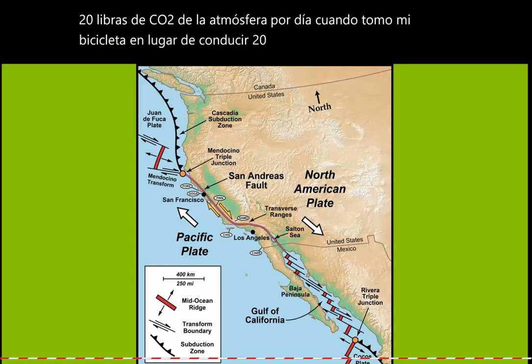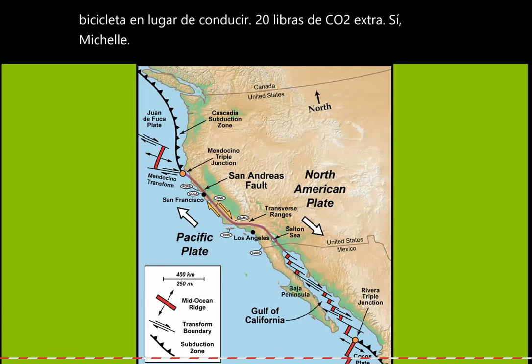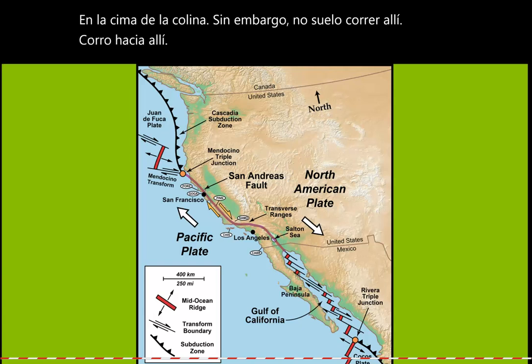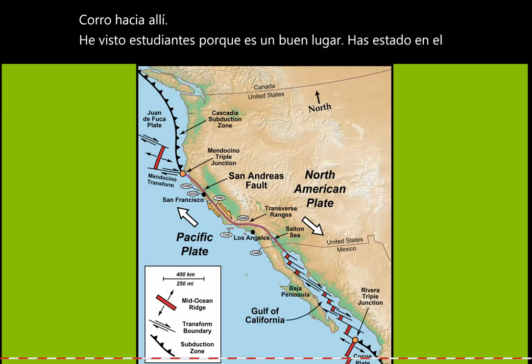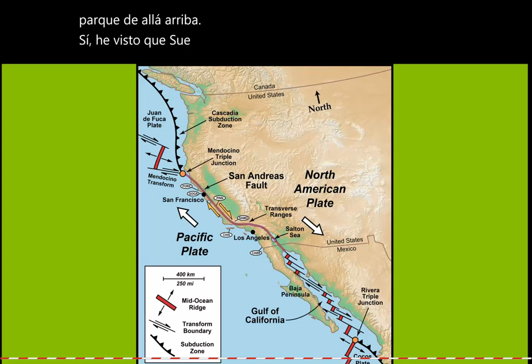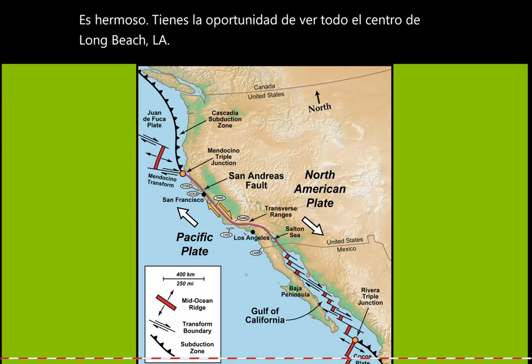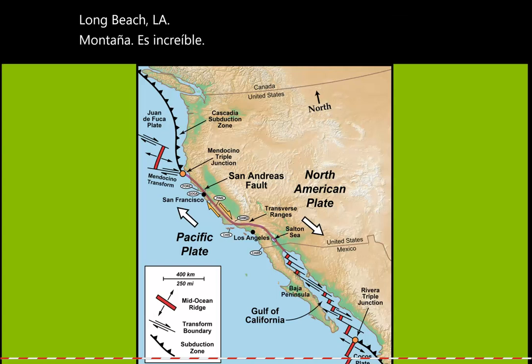Yeah, Michelle? Do you ever go biking in Signal Hill? On the top of the hill? Not usually. I run up there, though. I've seen students, because that's a nice spot. You've been to the park up there? Yeah, I've seen students up there. It's beautiful. You get to see all of Long Beach, LA, downtown, mountains. It's awesome. So many people out too, enjoying things.